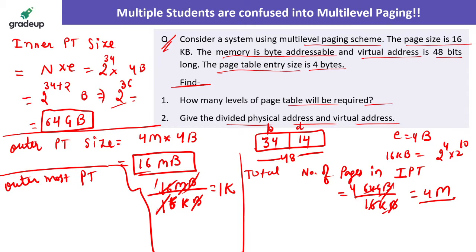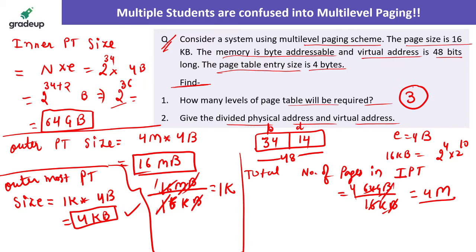The outermost page table size will be equal to 1K multiplied by E. What is the value of E? The value of E is 4 bytes. So it will be 4 KB. Now 4 KB definitely can fit into the 16 KB. So how many page tables will be required? 3 page tables will be required. Right, everybody?